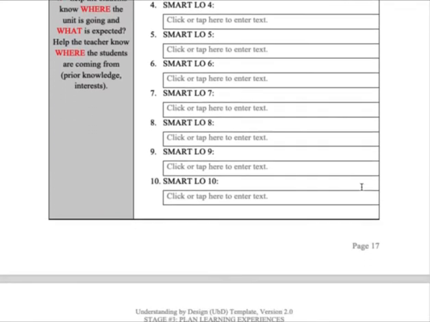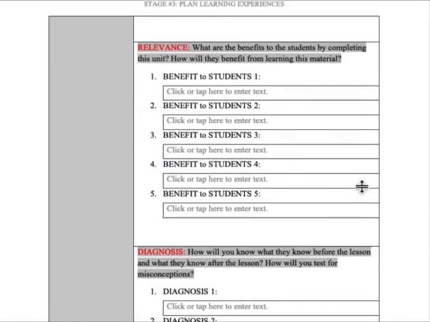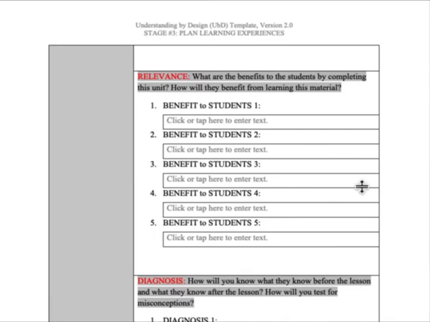Next, we will determine relevance. How will the student benefit by meeting those stated learning objectives? For example, I might say something like, students will be able to find rates of change in real-world math situations, such as comparing miles per gallon of two different vehicles to pick the one with the smaller carbon footprint.